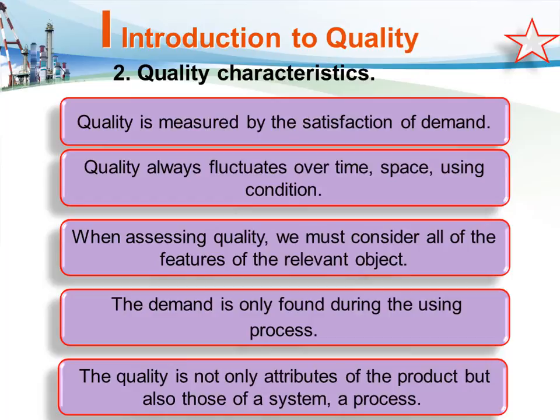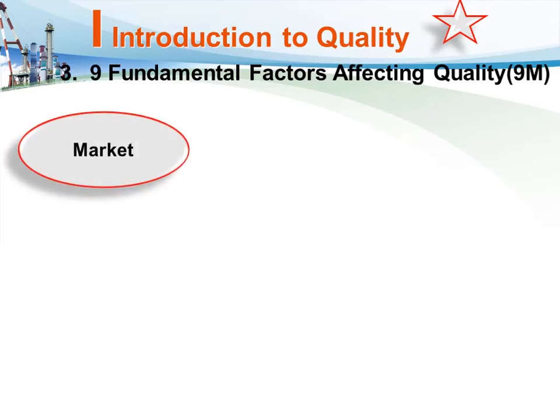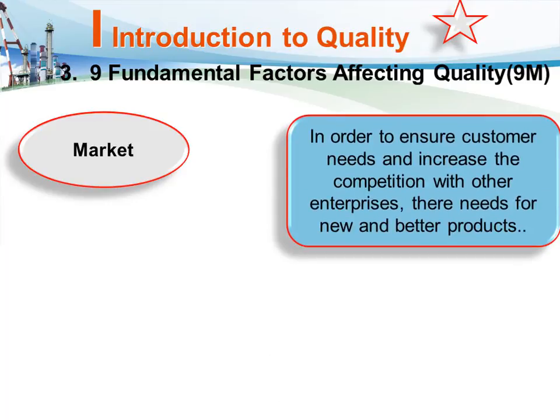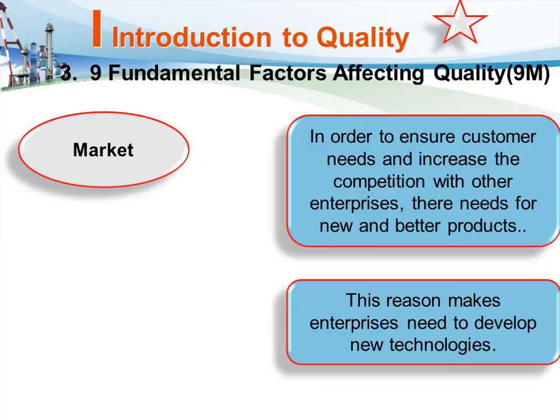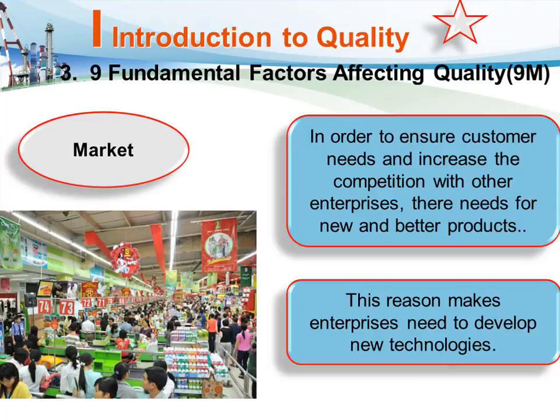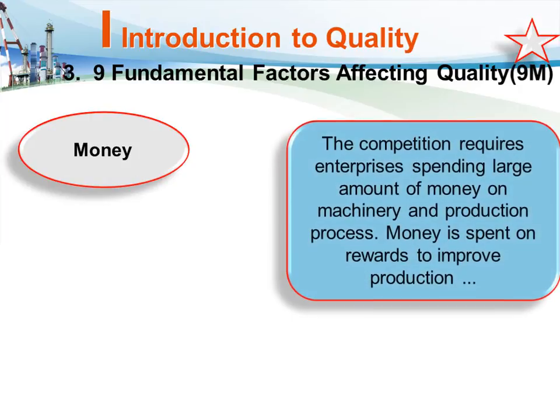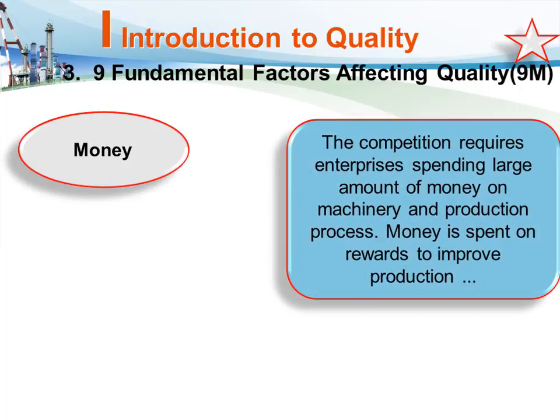Now we will go to the 9 fundamental factors affecting quality, called 9M. First, market. In order to ensure customer needs and increase competition with other enterprises, there is a need for new and better products. This means enterprises need to develop new technology. The second M, money. The competition requires enterprises to spend a large amount of money on machinery and production process. Money is also spent on rewards to improve production.